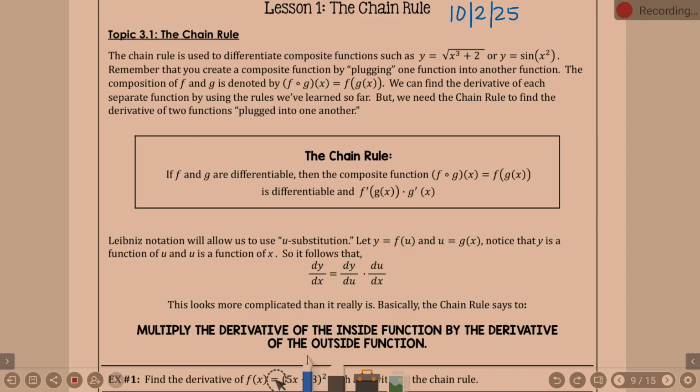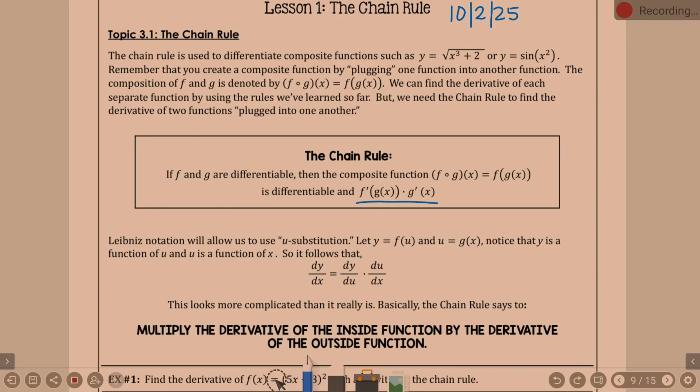So, the chain rule. If f and g are differentiable, then the composite function, f composed with g of x, or f of g of x, is differentiable, and notice what it says there: f prime of g of x times g prime of x. So looking at that, it's the derivative of the outside, times the derivative of the inside. So for the derivative of the outside, you keep the inside the same, and then you multiply by the derivative of that inside that you just kept the same. Okay?